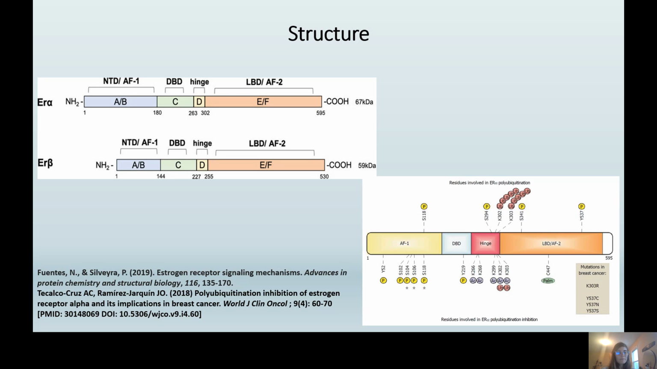As you can see, it shows that the total size is 67 kilodaltons for the alpha and 59 for the beta. In the bottom right-hand corner, we also see the structure and where some binding sites are. So on the next slide, we'll discuss the structure in more detail.